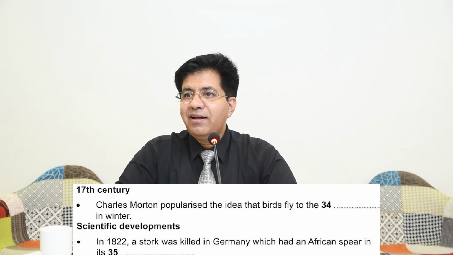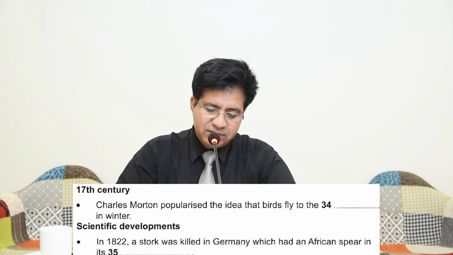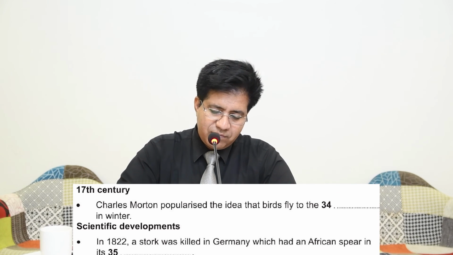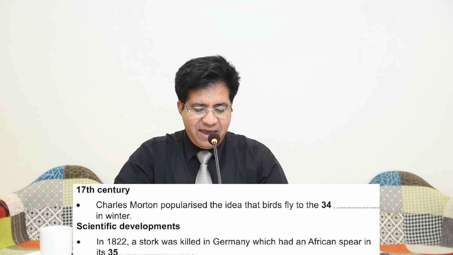The most bizarre theory was put forward by an English amateur scientist, Charles Morton, in the 17th century. He wrote a surprisingly well-regarded paper, claiming that birds migrate to the moon and back every year.